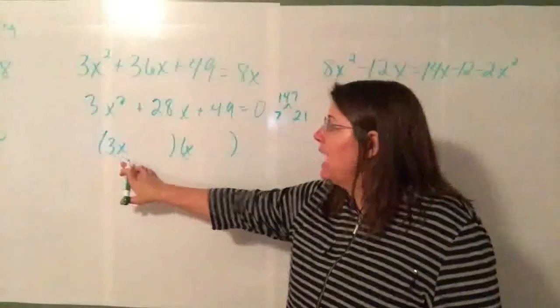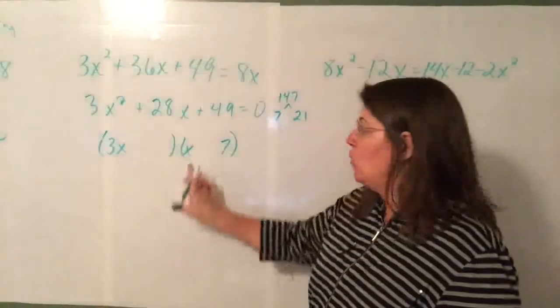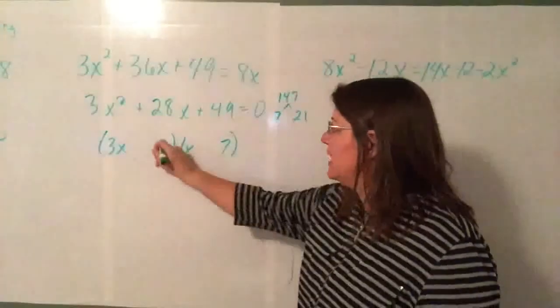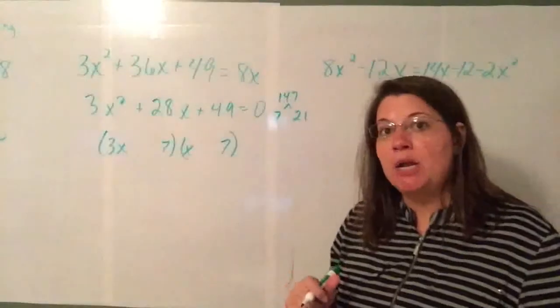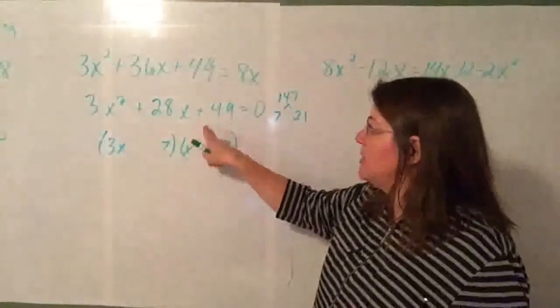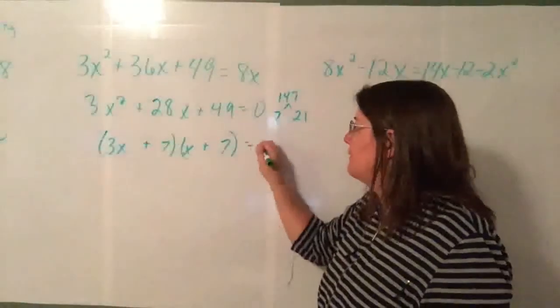So 3 times what will give me the 21? Hopefully you're saying 7. And 1 times what will give me the 7 that I need? Well, that's 7. 7 times 7 is 49, so I know I've got my numbers right. This plus tells me these are the same sign and they're both plus because that's what the middle term is.